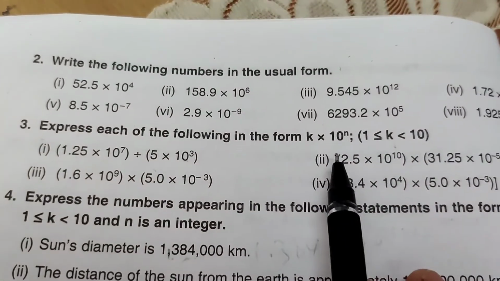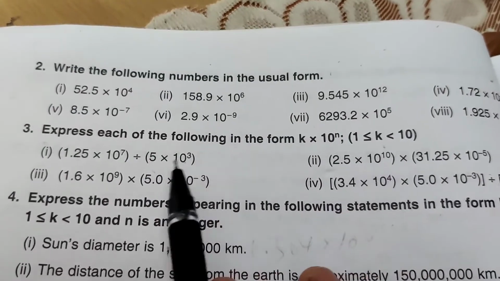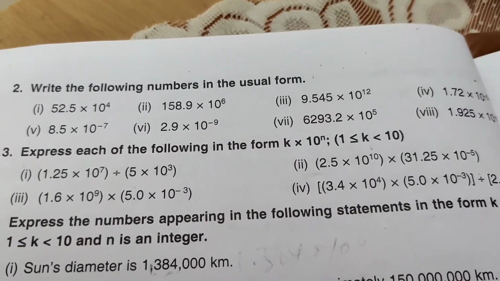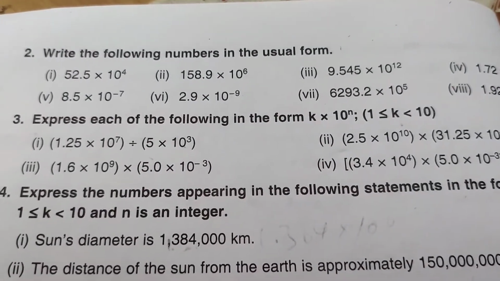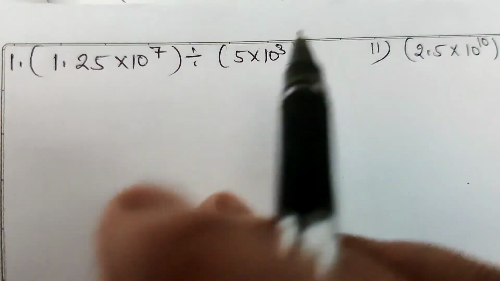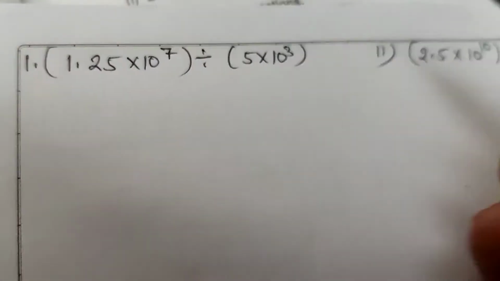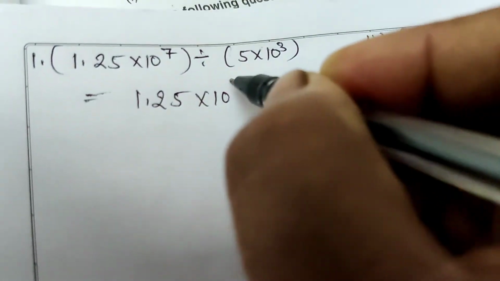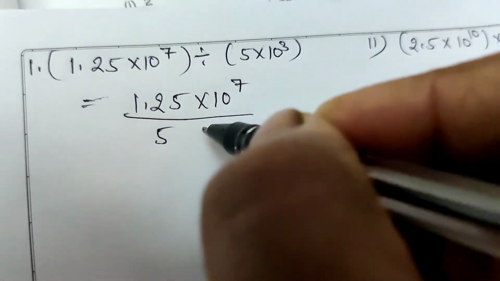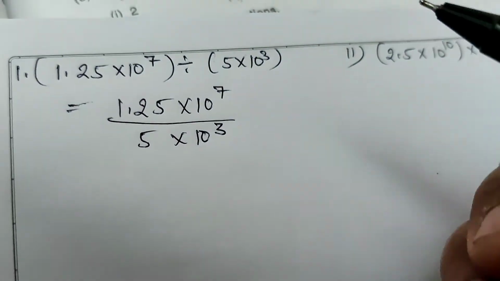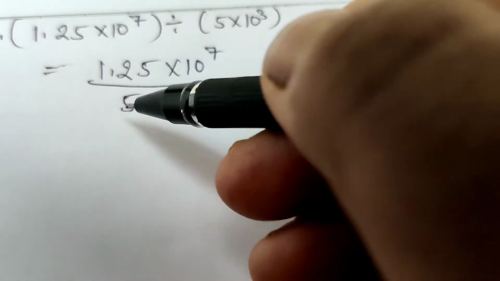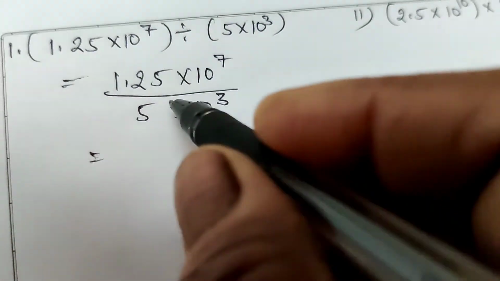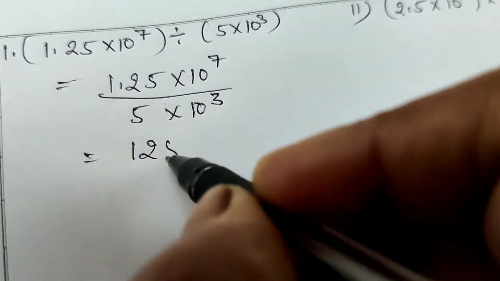Express each of the following in the form of k into 10 raised to power n. Here there is a division, multiplication, division, and multiplication, division. How to solve these numbers? Now the first, a simple division. It can be written like this: into 10 raised to power 7 by 5 into 10 raised to power 3. There are two ways: by dividing the decimal form and subtracting the powers of 10. Now convert into simple form.